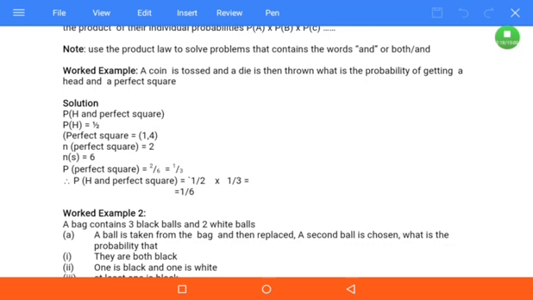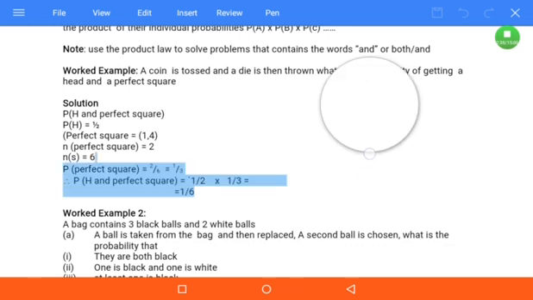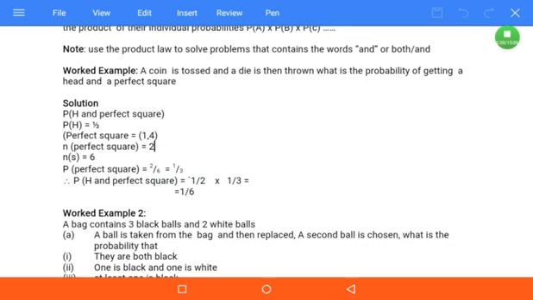So they ask us to find the probability of getting a head and a perfect square. You can see the word and, not or. If it was or, we add, but because it's and, we multiply. Now, solution. What is the probability of getting a head first? If you toss a coin, the sample space is 2. To get the head is 1 out of 2, so that's 1 over 2.